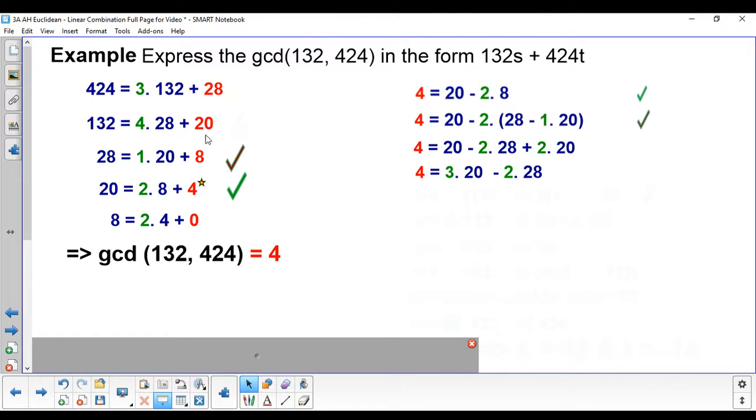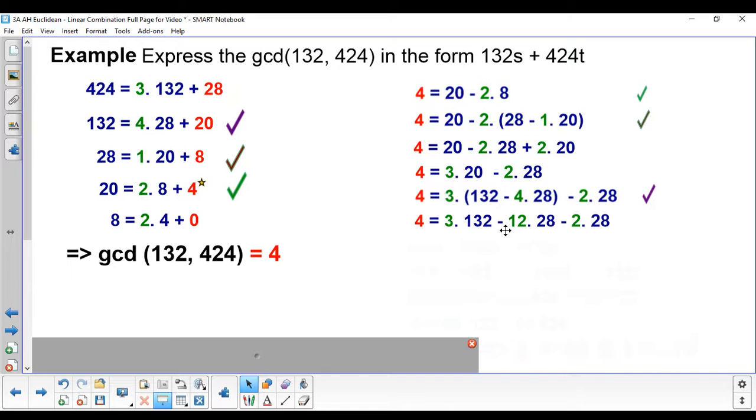How can you represent 20? 20 is 132, take off 4 lots of 28. Be careful to substitute it in where 20 is. Let's open it up before we go. 3 lots of 132 minus 12, remember to multiply. Bring together, you've got minus 12 minus another 2, you've got minus 14. Now we'll go to the last line.